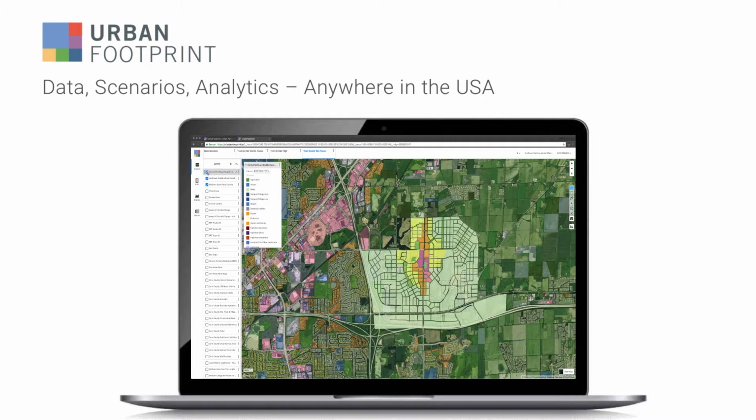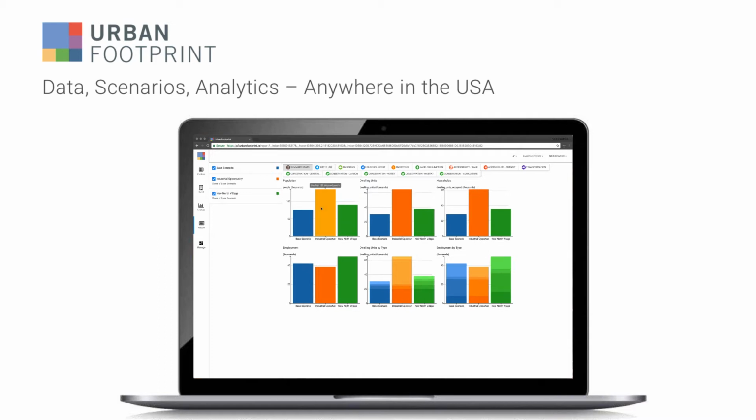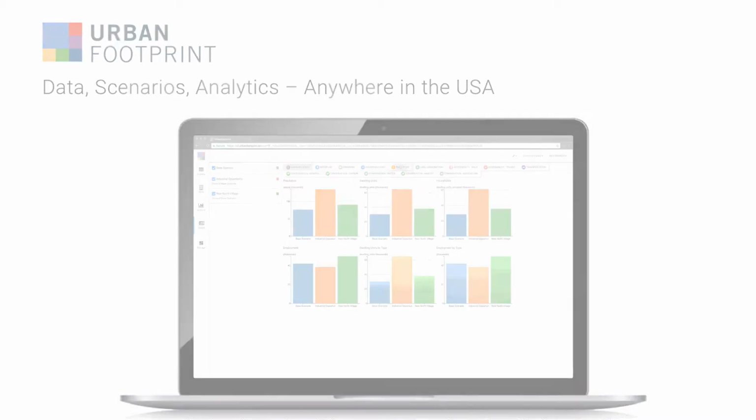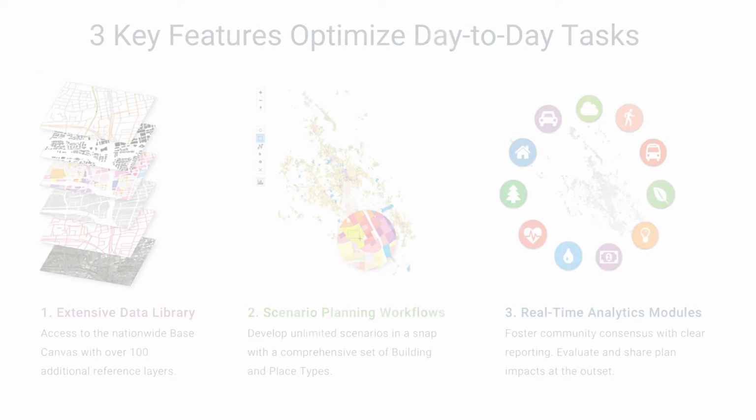I'll walk you through UrbanFootprint's extensive national data library, easy project startup flow, and alternatives development and analysis tools. A single web-based platform provides users with the data they need to understand existing conditions anywhere in the U.S., scenario workflows for rapid plan development and iteration, analysis models to understand impacts, and reports for clear communication to decision makers.